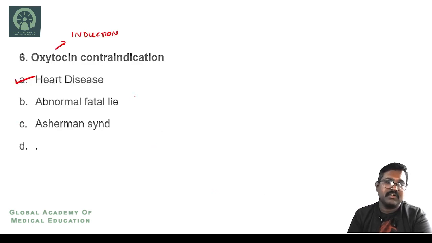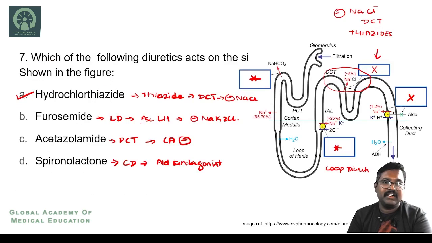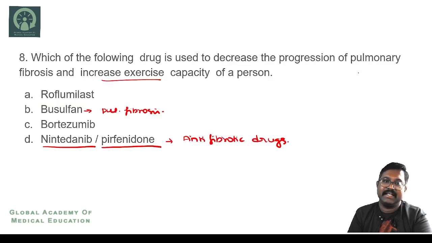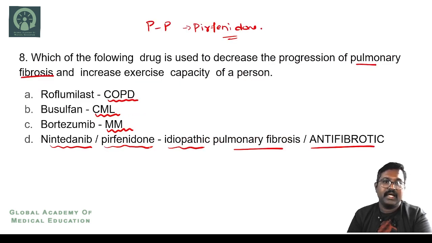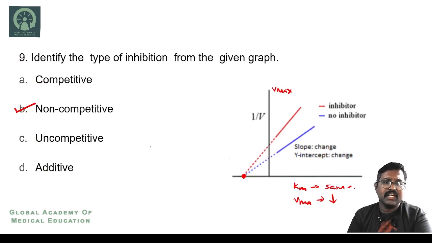So oxytocin is contraindicated in all the art-related conditions. They are contraindicated. So which of the following diuretic acts at this site? This is the thiazide. Thiazide diuretic will act at this site. And which will be the drug which will decrease the pulmonary fibrosis? P for P, that is the pirfenidone.